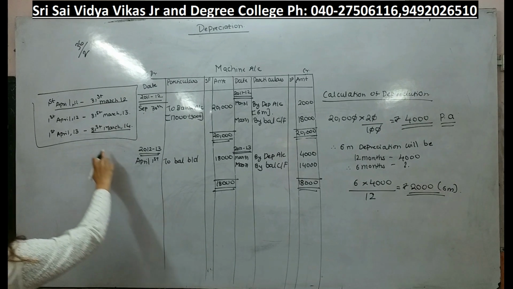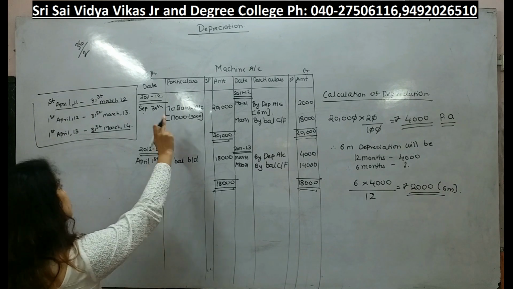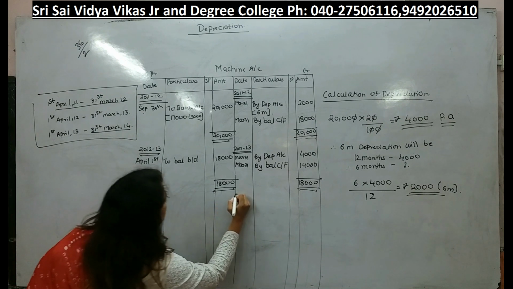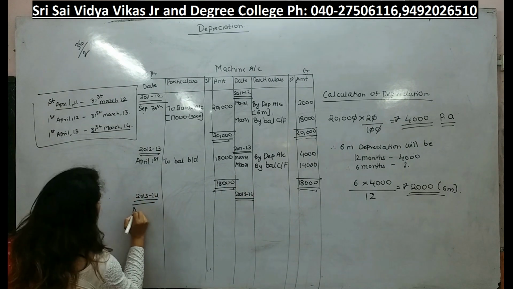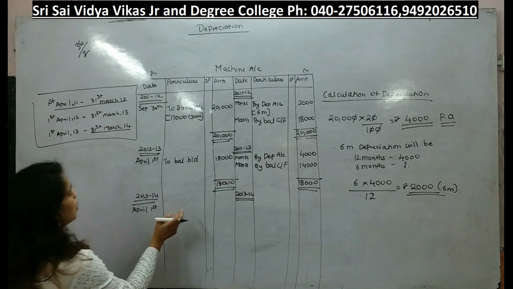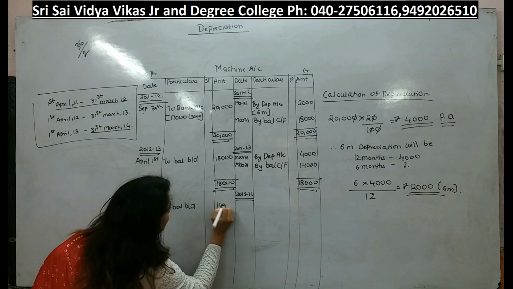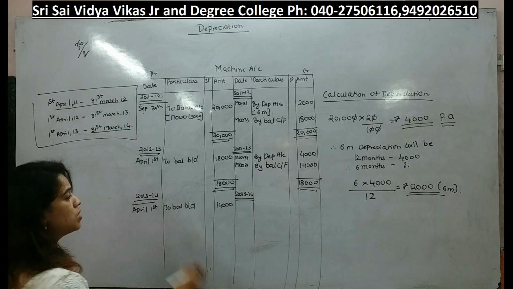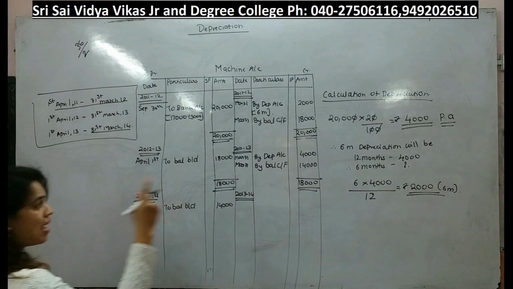Now again they are asking us to prepare the machinery account up to 31st March 2014. First year done, second year done. Now we are doing the third year, 2013 to 14. Again this year will also commence from April 1st. Last year's closing balance will become this year's opening balance. To balance brought down will be 14,000. Again in this year we are using the machinery, and because we are using this machine for a year, at the end of the year the value of the machine is going to decrease by 20%.